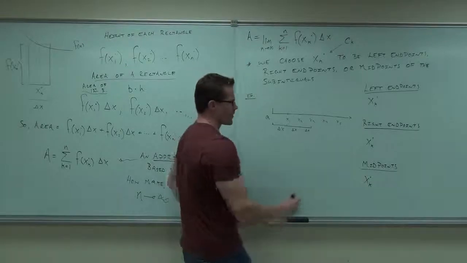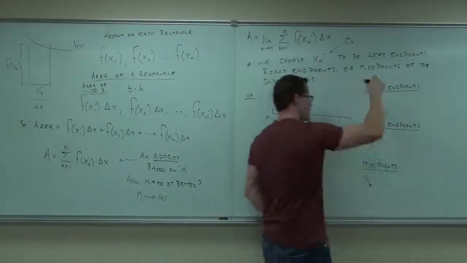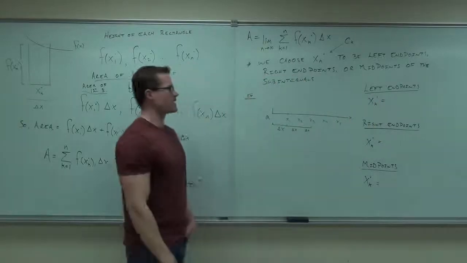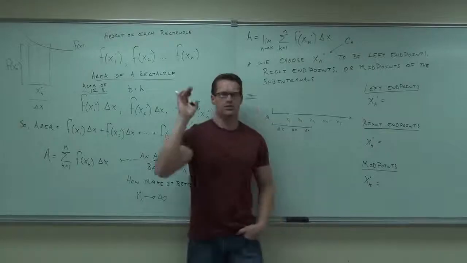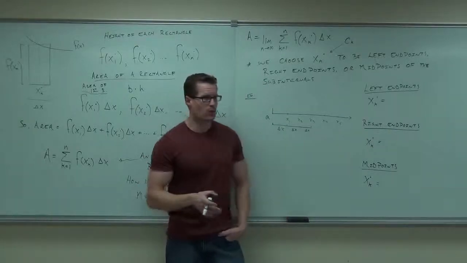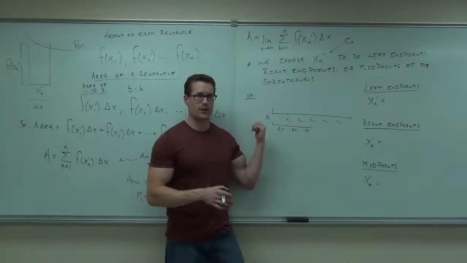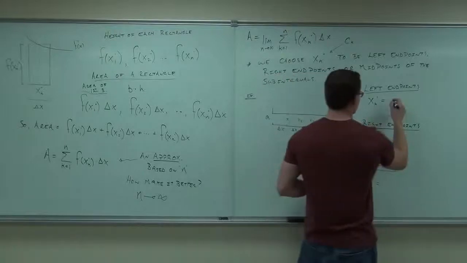So let's talk about all these. What are we going to let these things equal? And we're talking about left, right, and midpoints respectively. Let's talk about the left endpoints. Where does this whole thing start? Not at 0 or anything like that. At what? It starts at A. Wherever A is, that's where our interval is going to start. Agreed? So each of these is going to have an A.